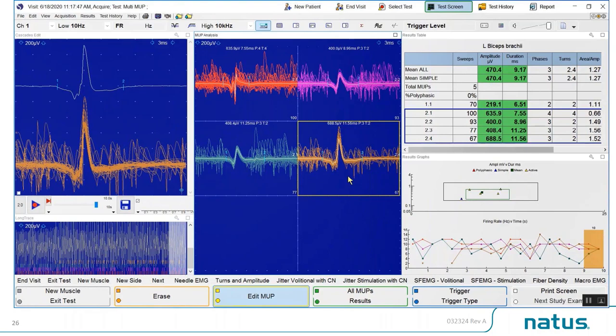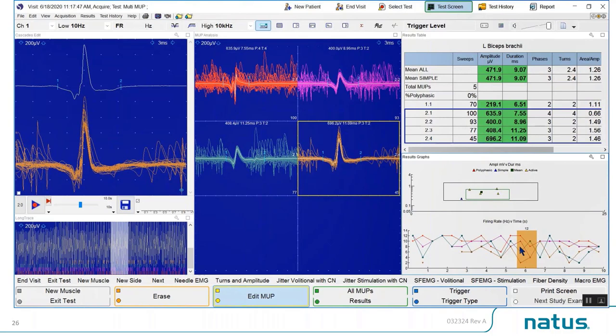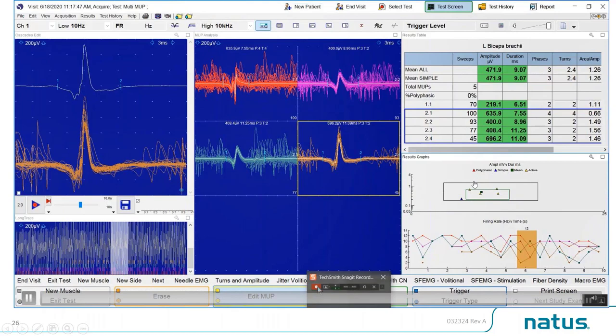Post-acquisition, we can clean up the signals, get rid of interference, so many things that can be done. But this is not necessary to do online. And nowadays, we can also look at the firing rate of motor unit potentials. We can see whether the measurements are normal or not if we have normative data. So very easily, we can look at the waveforms.